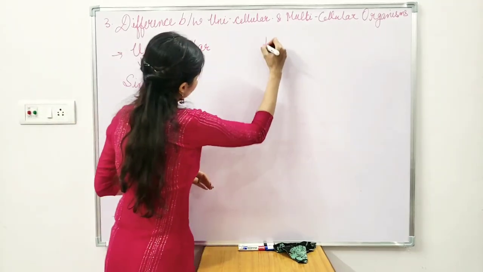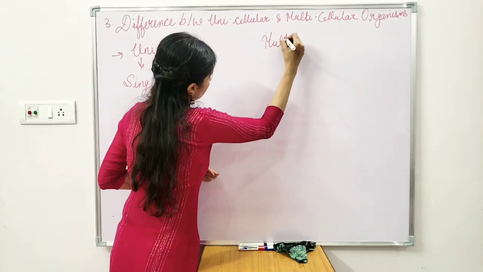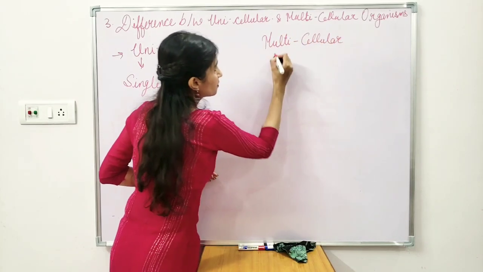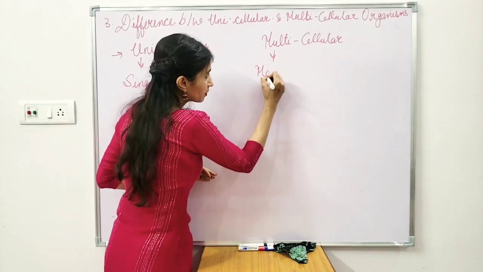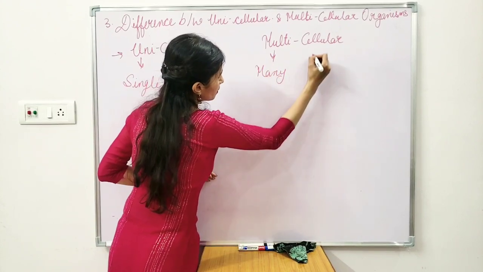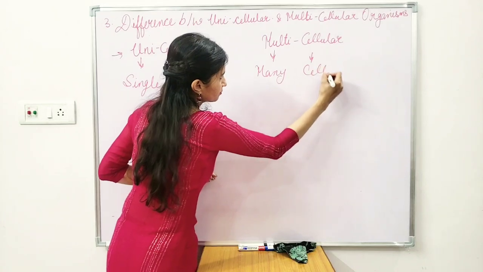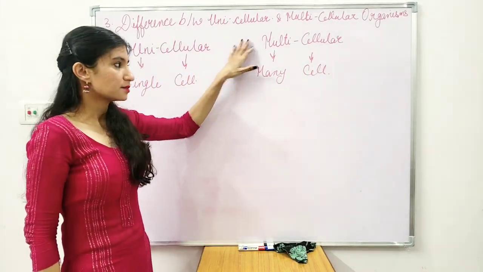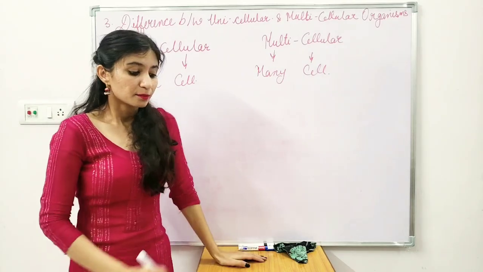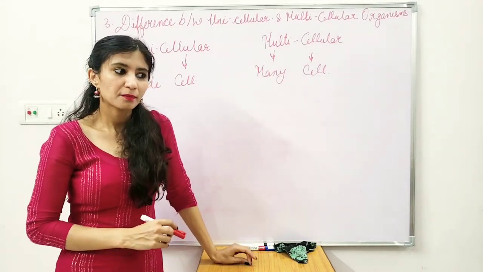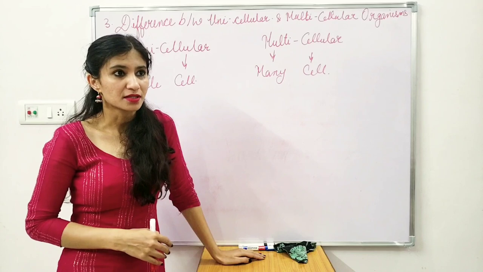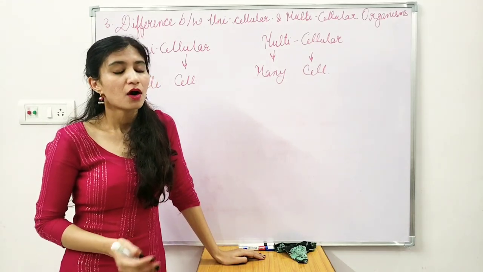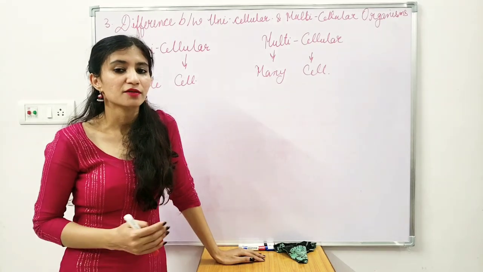Now the term multicellular is very common: multi means many and cellular means cell. Talking about multicellular organisms, they may be present in different sizes, like the size of an elephant, or the size of an ant, or the size of a rat, or the size of a human.